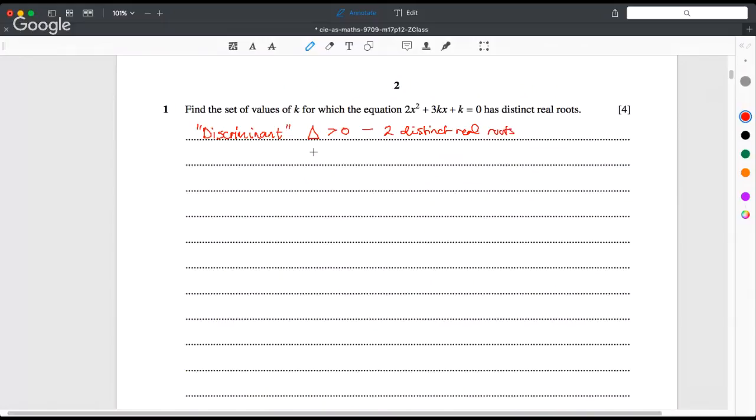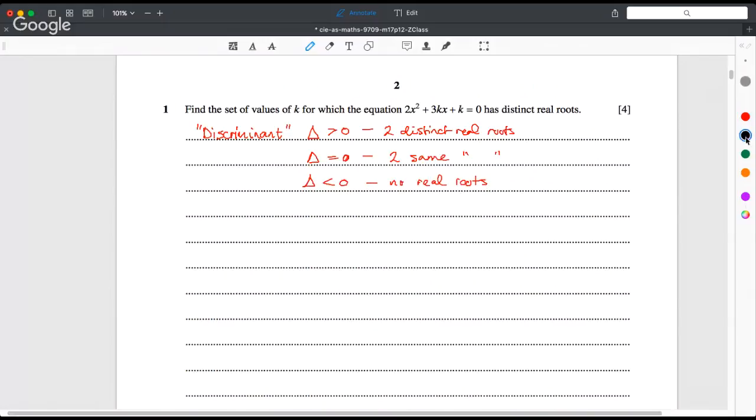And just to mention that if the discriminant is equal to 0, that means that there are two same real roots. So there's two roots and they're real, but they're both the same. And if delta is less than 0, then there are no real roots. There are complex roots, but we don't deal with that at AS level.